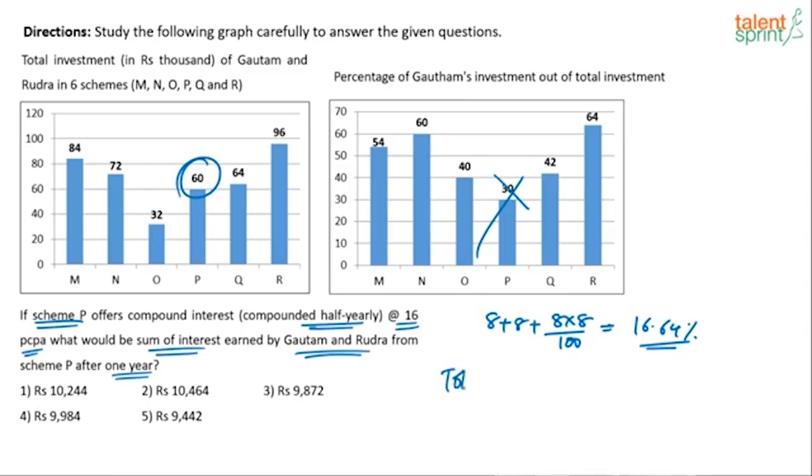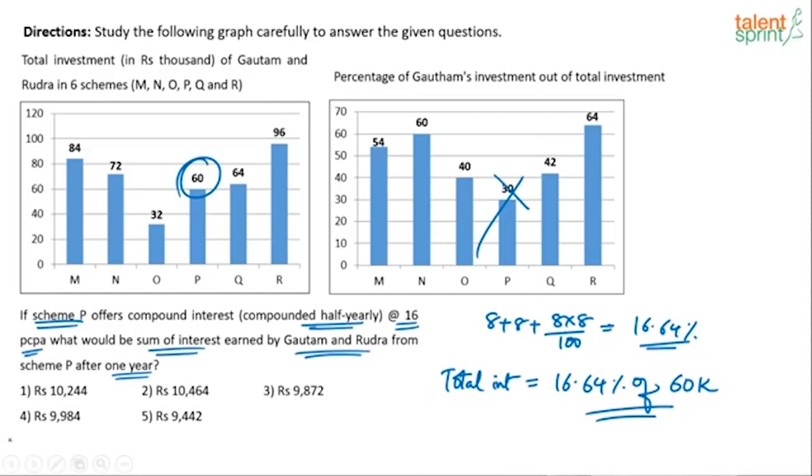Total interest is going to be 16.64% of this total investment, 60,000. See, 15% of 60,000 is 9,000. This should be slightly more than 9,000. Yeah, what all the options are like more than 9,000.